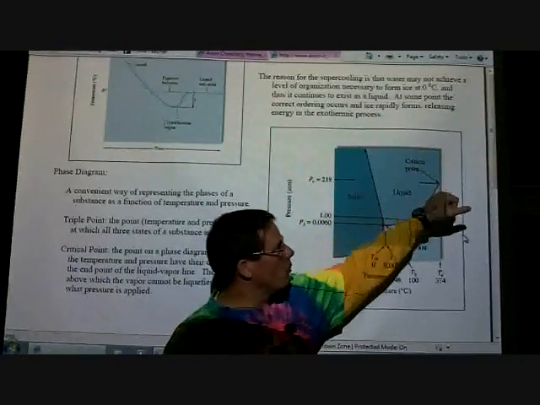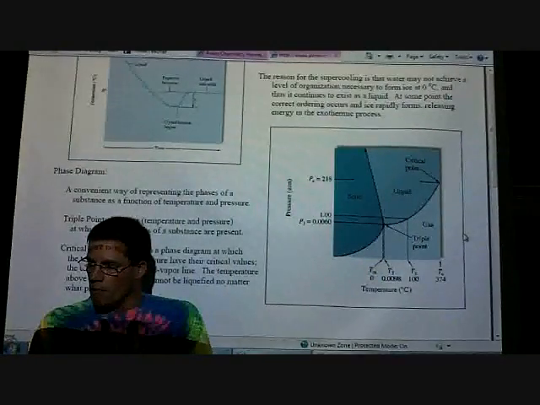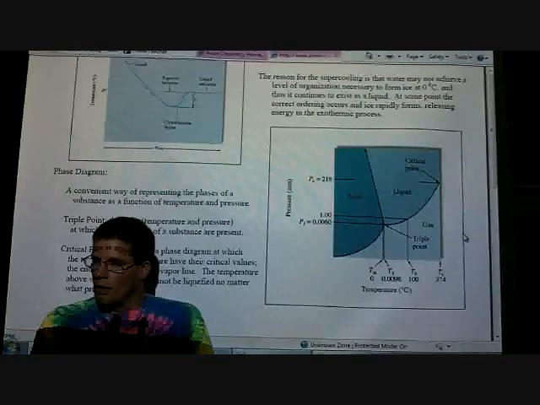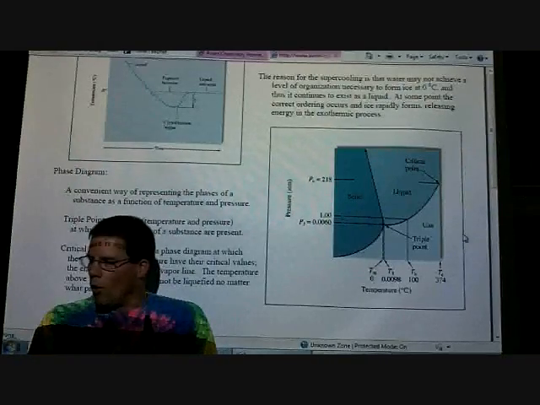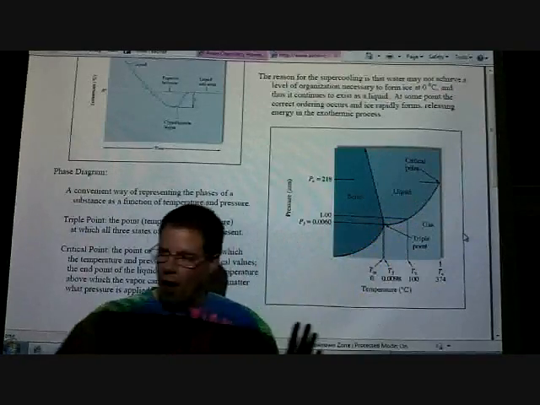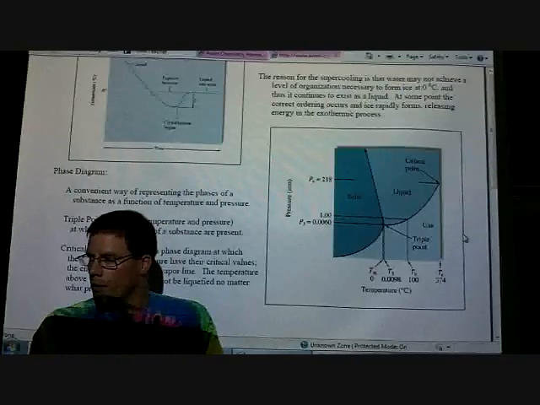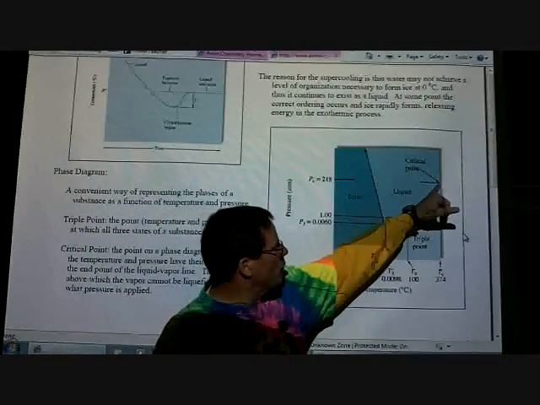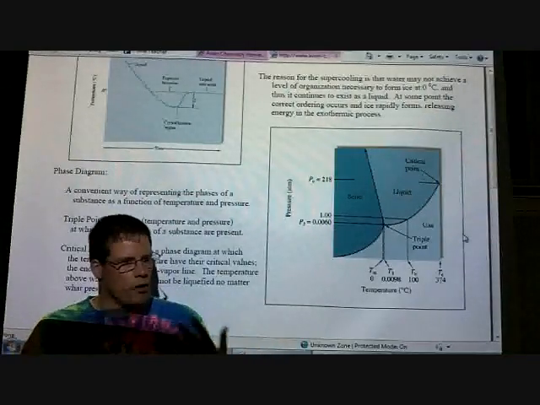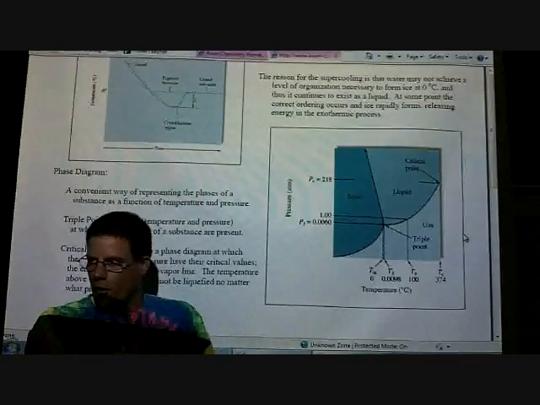Critical point is the point. Now we know that we can take a gas and compress it into a liquid. If we push a gas together so much, we can turn it into a liquid. Good. So the critical point is where it has so much energy that regardless of how much pressure we exert on the system, we can't get it into a liquid. Those gas particles have so much energy that no matter how much pressure we exert on it, it will not turn into a liquid.